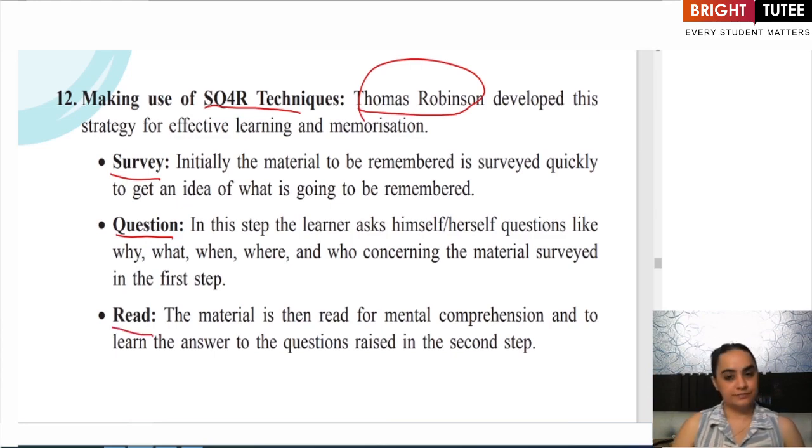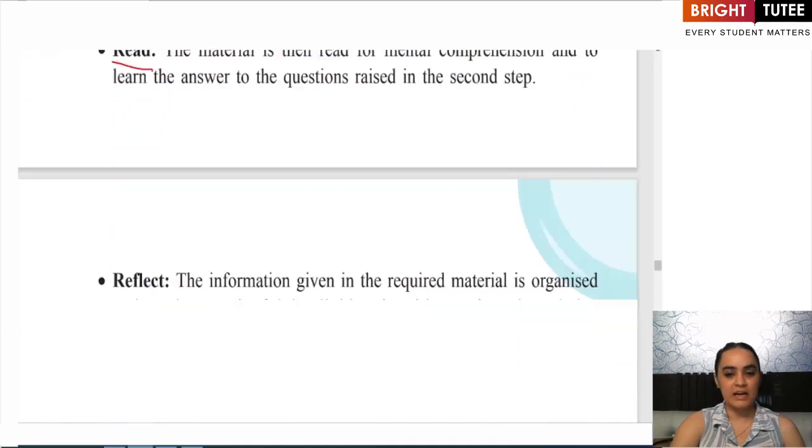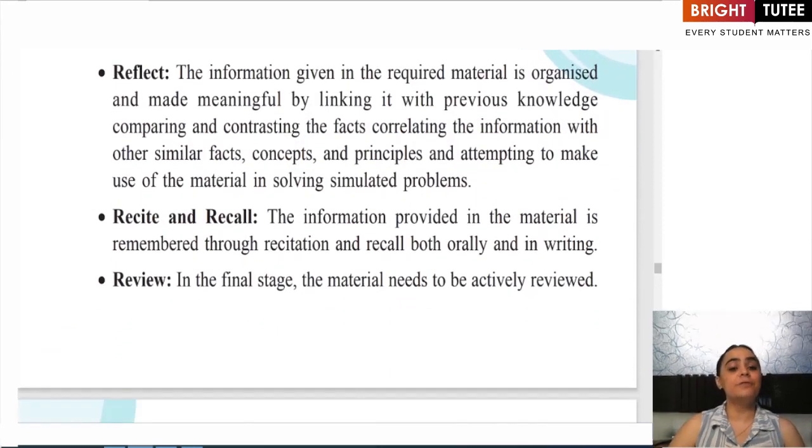Then comes read. After you have surveyed it, after you have now decided why it is important for you to learn, you're going to read the material so that you can understand everything which is there. We read our question papers, we devote time to read it. Then we reflect. We think about what all information is given in the material that we are trying to learn. We are going to reflect and think whether we have learned something similar earlier or not. We are going to decide what all things can be done by us so that the learning can be quicker and easier.